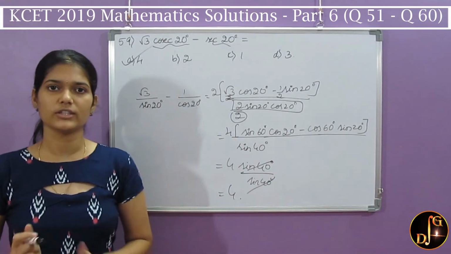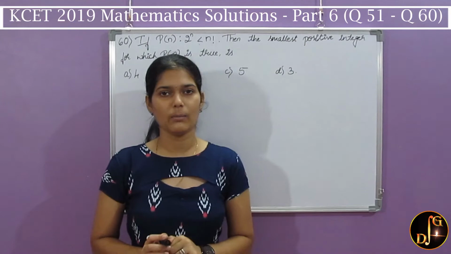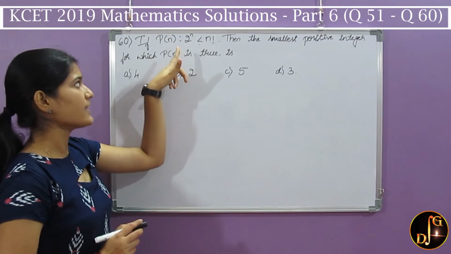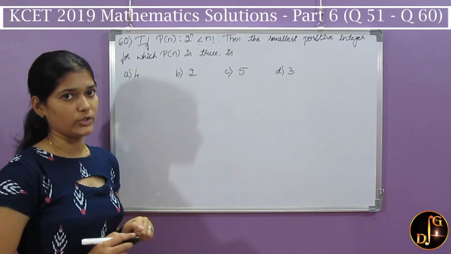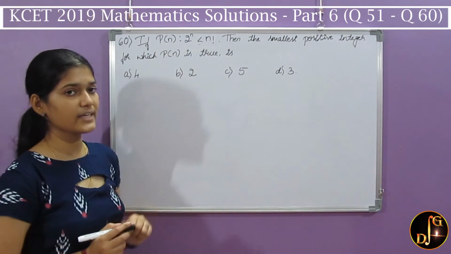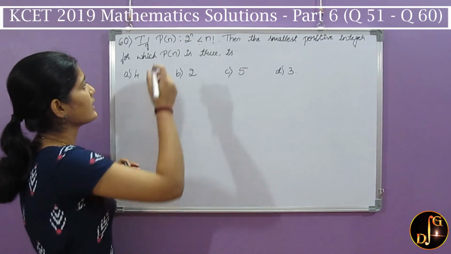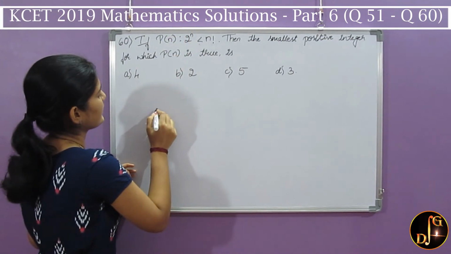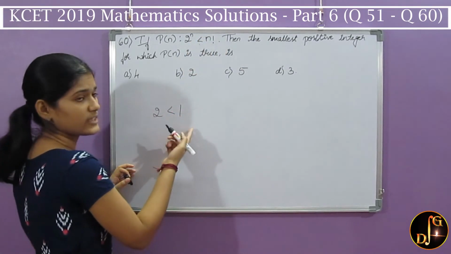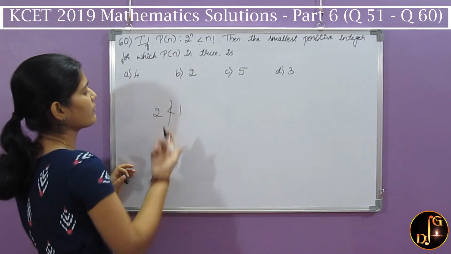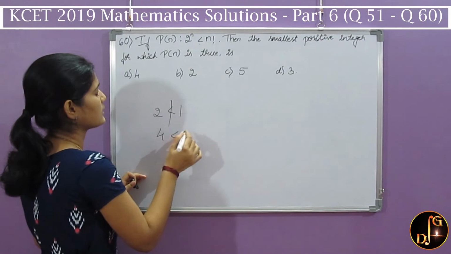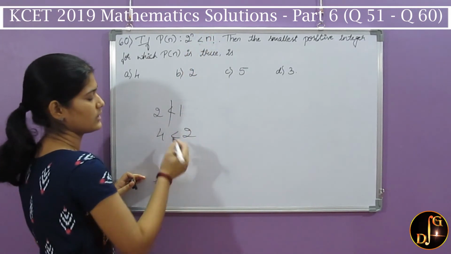Now let's move on to the next problem. This is the last problem of this video. In this problem, they have given P of n as 2 power n less than n factorial. And we have to find the smallest positive integer which satisfies this condition. That means if we apply n is equal to 1, then it will be 2, that is less than 1 factorial. Is it true? No, right? And if we apply 2, then it will be 2 square, 2 square means 4. This is less than 2 factorial, which is 2. This is also not true.